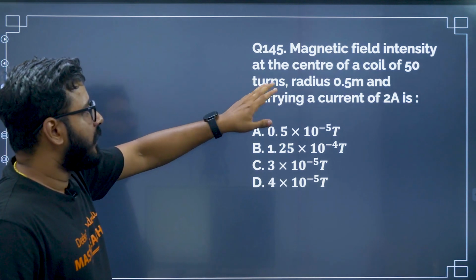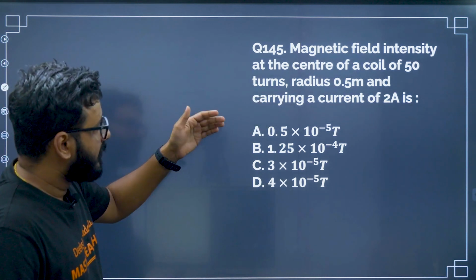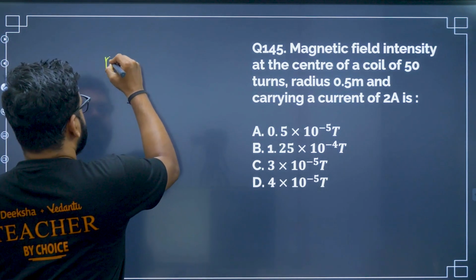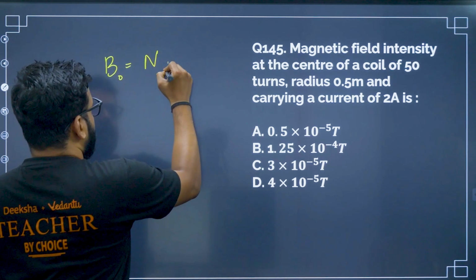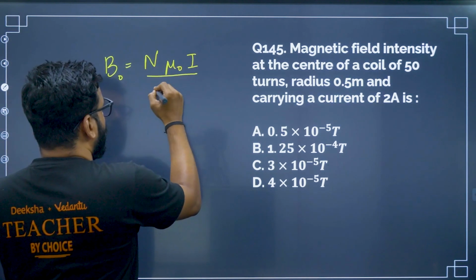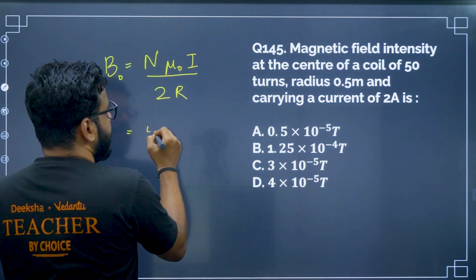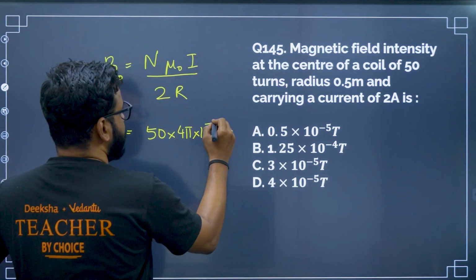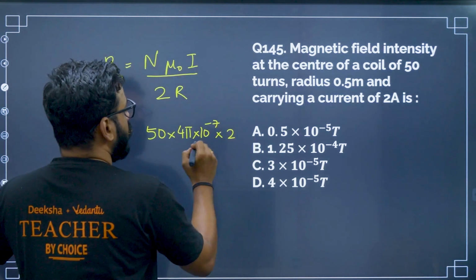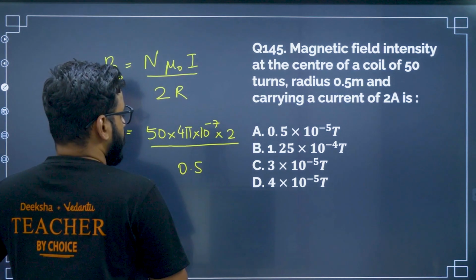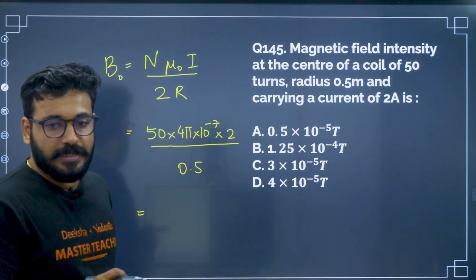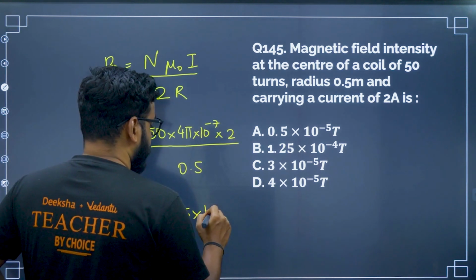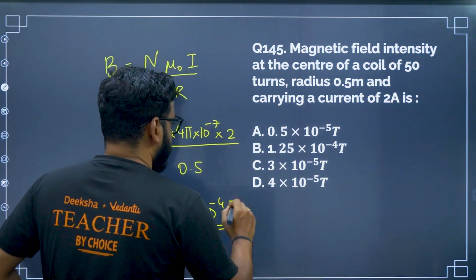Magnetic field intensity at the center of a coil of 50 turns, radius 0.5, and carrying current 2 is very simple here. Magnetic field at the center of a circular coil is given as n mu naught I divided by 2r, where n is 50 and mu naught is, we all know, 4 pi into 10 to the power minus 7, into I is 2, whole divided by 0.5. When you calculate all this, you will get the answer as option B, that is 1.25 into 10 to the power minus 4 Tesla. Option B is the correct answer.